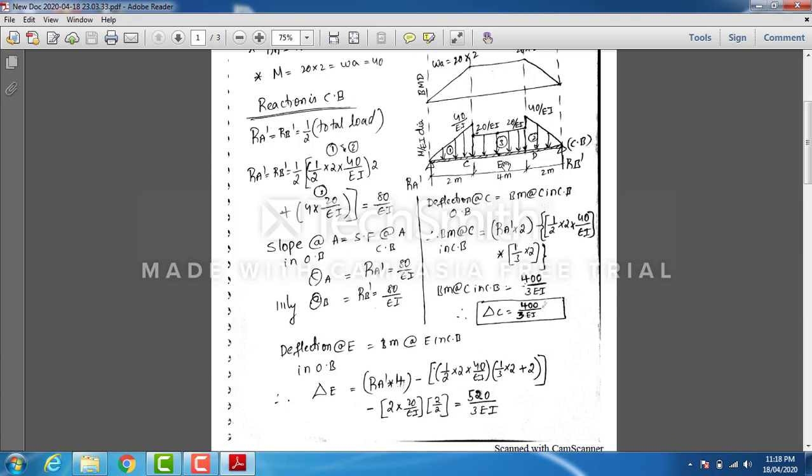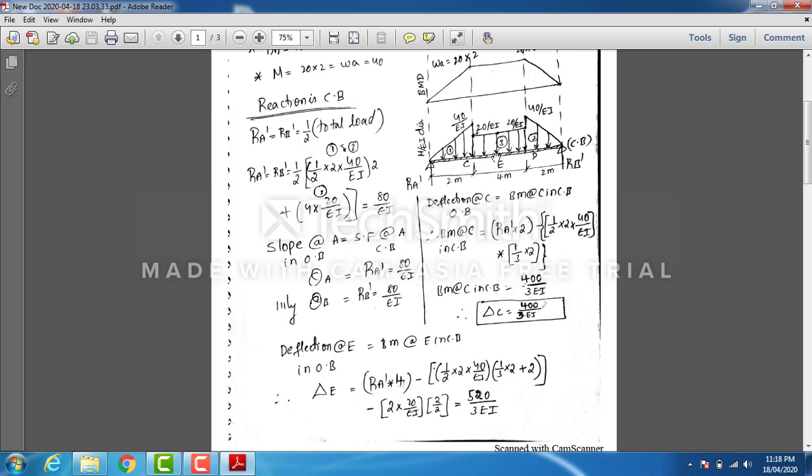From C to E distance is 2. So from A to E distance is 4 meters. So RA into 4. Next, let me take the first area. So area is half into base 2, height 40. So moment of this area about E: from CG of this triangle to point C, it is 1/3 of 2 plus 2. So 1/3 of 2 plus 2, moment of this area about E.